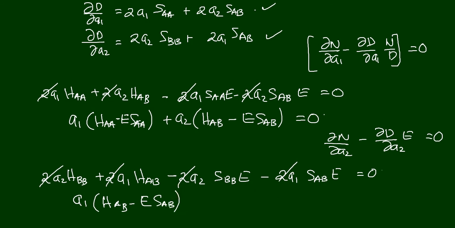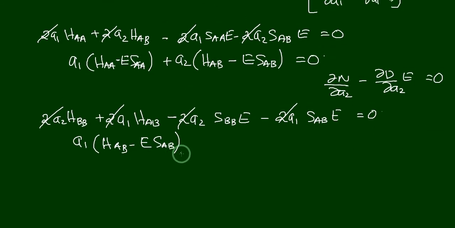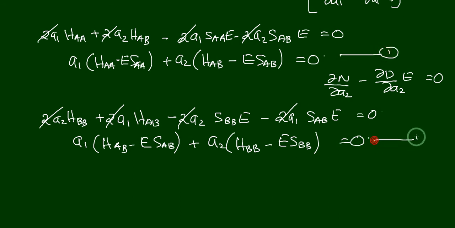Then plus a2 into, a2 terms together, a2 into h_bb minus a2 into s_bb into e, therefore e s_bb. These are a2 terms, and that is equal to 0. So we have two equations. Let me call this equation 1 and this equation 2. And we have two equations here.